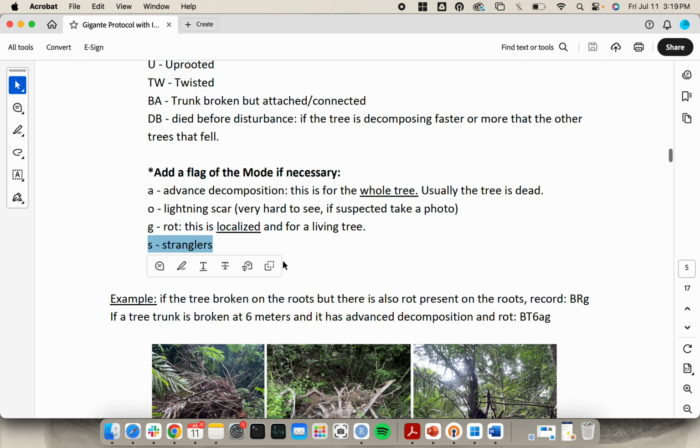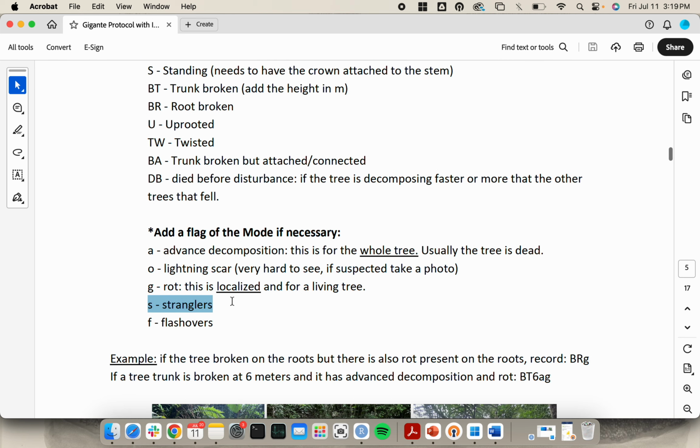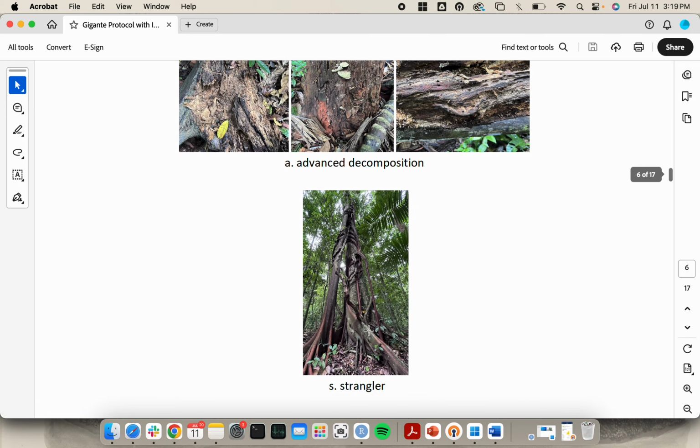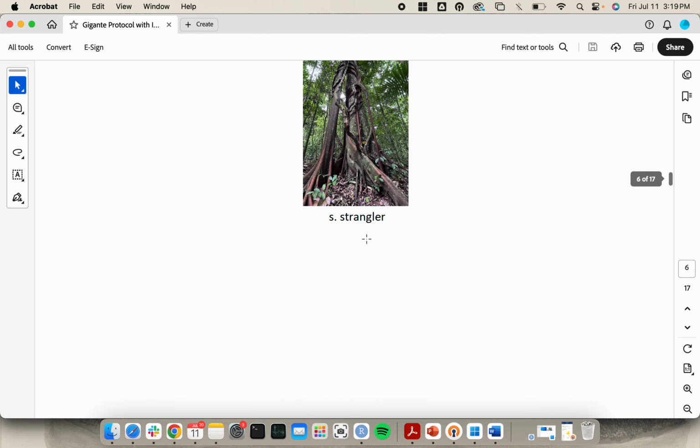If it has stranglers, which look like this again, and if it has flashovers, that we did some training on when I was there with Evan. These are the flashovers, remember?